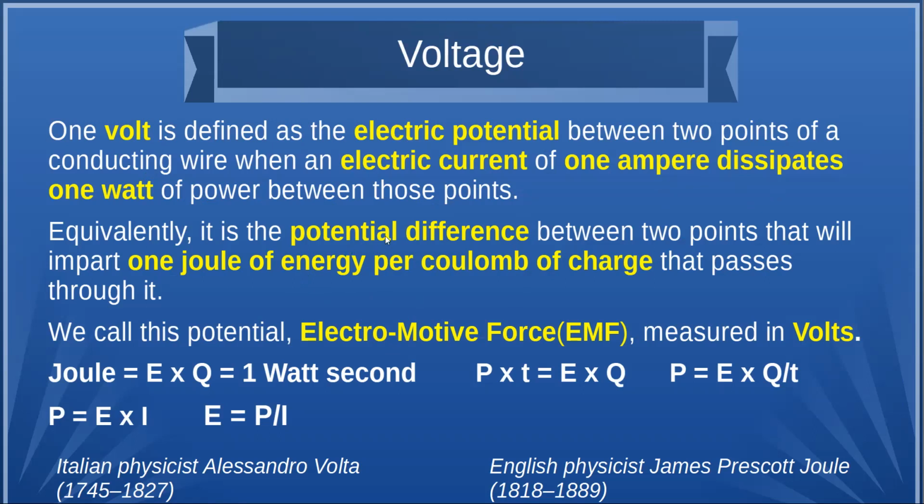Another definition is that the potential difference between those 2 points will impart a joule of energy per coulomb of charge. So what that is trying to say is this formula here, where a joule is equal to a watt second. In other words, how much work is done by 1 watt of power for 1 second. Now, hopefully this will be clearer later on. It's probably confusing right now.